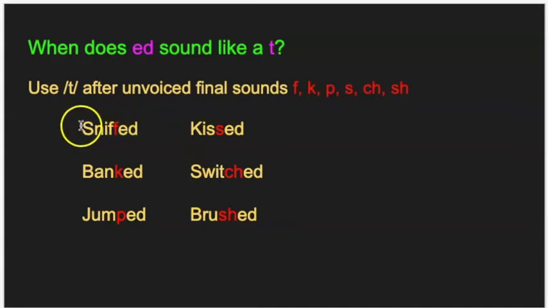Sniffed, sniffed. Can you hear the T? Banked, banked. Jumped, jumped. Kissed, kissed. Switch, switched. Brushed, brushed. All of these unvoiced sounds have an ed at the end that is pronounced as a T.